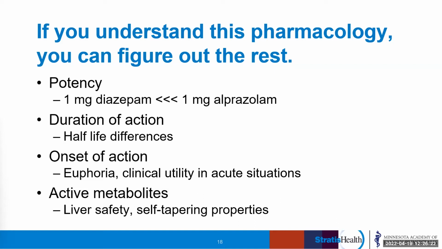And again, one of the things we have to always think about is that some of these have active metabolites and some don't. The active metabolite can really make a big difference on their liver safety and how easy they are to taper for people. So understand the drugs that you're prescribing and which of them have metabolites that can be a problem.